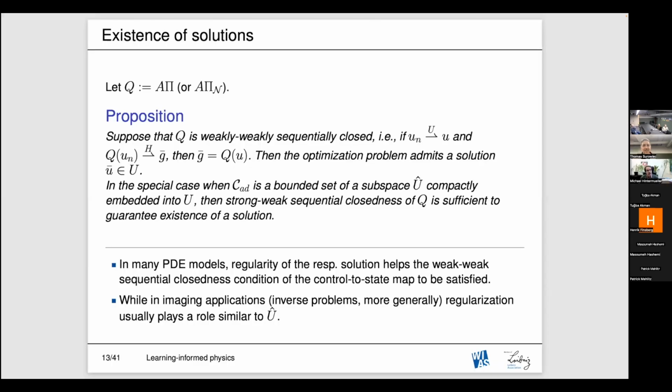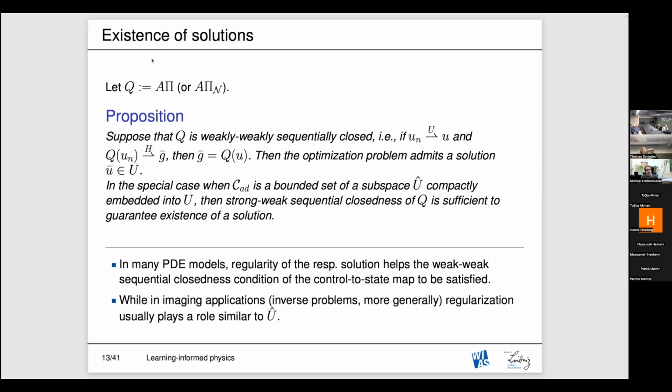Here, I'm just recapping a little bit because of the interruption. So the Q here is supposed to be a superposition of A after pi. Remember, pi is this implicit solution map, a solution operator for the underlying equation, say PDE. And the pi sub n is the one which is learned from data, so a network-based one. The proposition says you have existence of a solution if Q is weakly sequentially closed. And you can weaken this assumption to strongly weakly sequentially closed if some compactness with respect to the control constraints or the control space is going on.